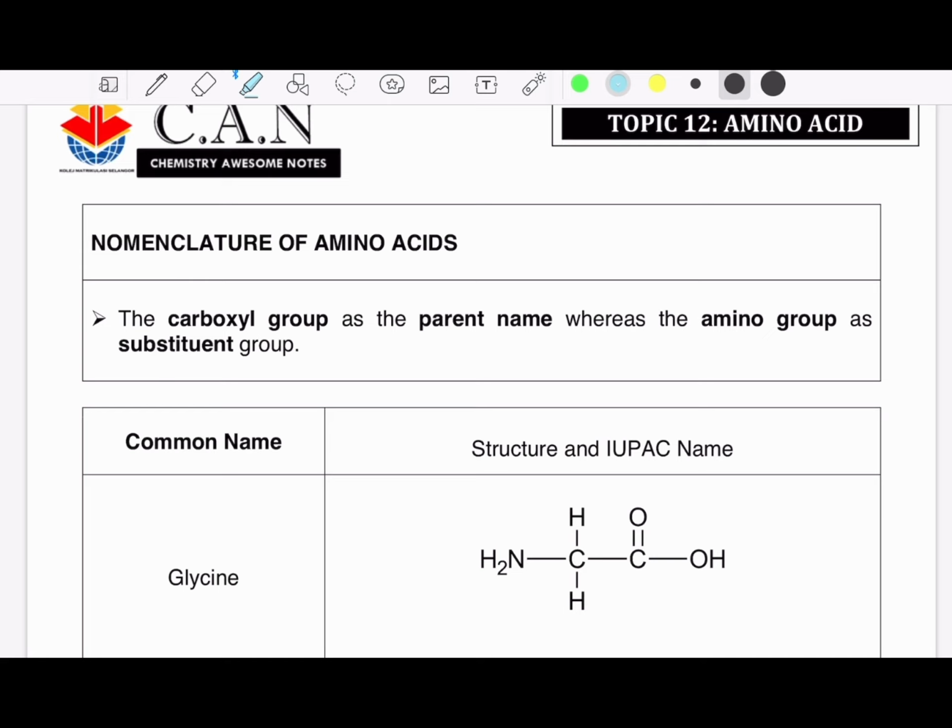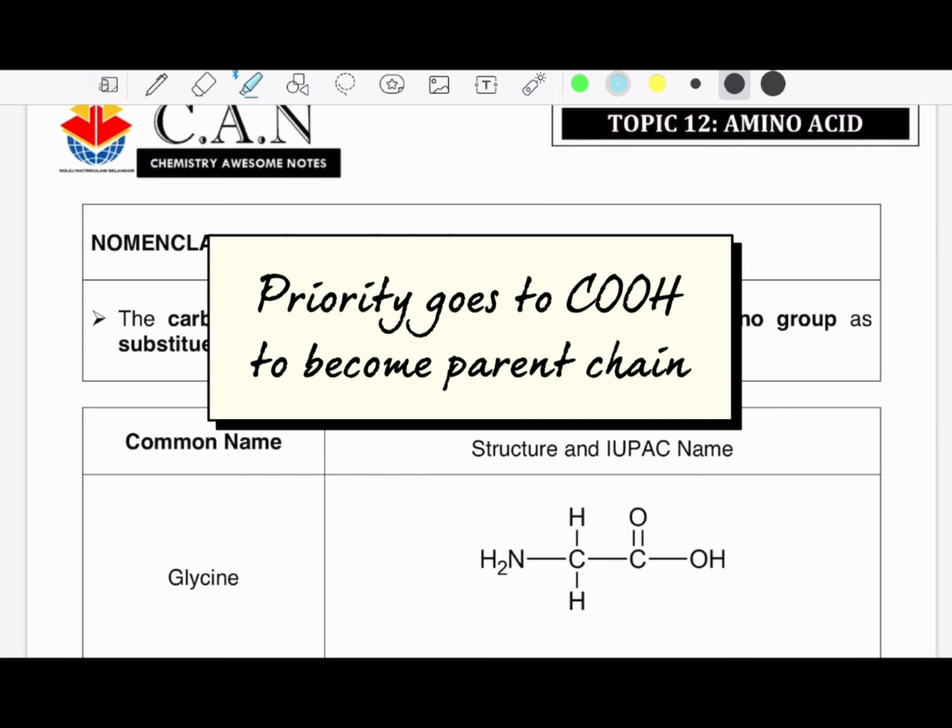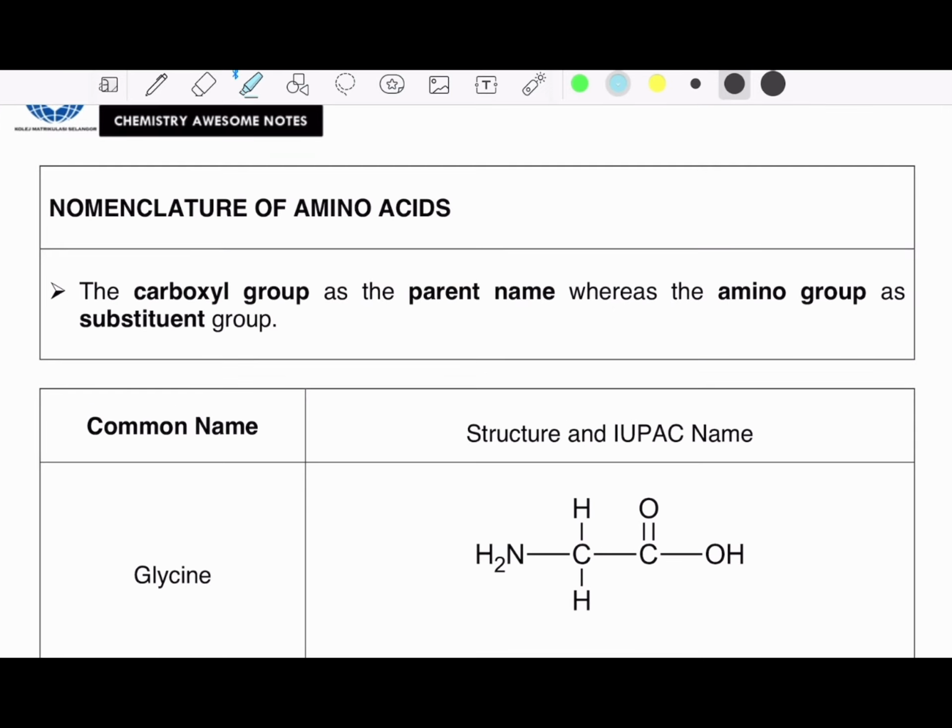Actually, the way we give the name is just the same as how we name the carboxyl group, because as you can see we have carboxyl and amino, and of course according to the priority, carboxyl will become the parent chain. So for example, in this structure, which is glycine, we are going to find the parent chain first. Of course the parent chain is this, together with this carbon.